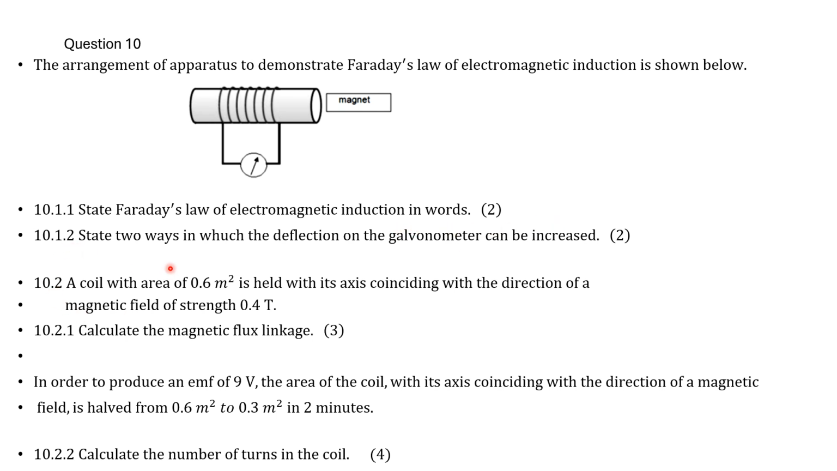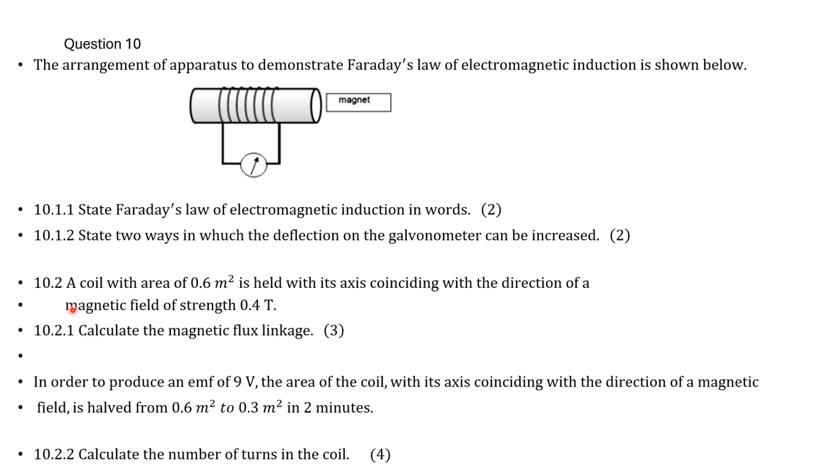10.1.2, state 2 ways in which the deflection on the galvanometer can be increased. So if you look there, we're working with a magnet and we're working with electrical wire that's turned around this coil. So either increasing or decreasing those, but I assume you still remember the theory your teacher taught you.